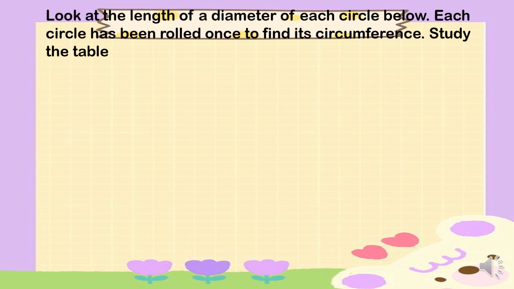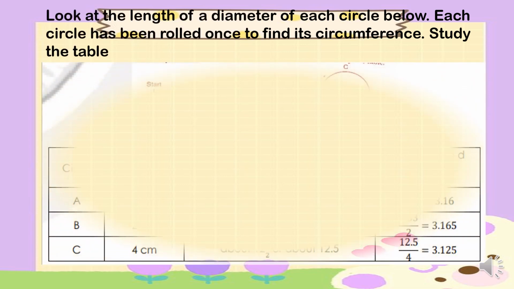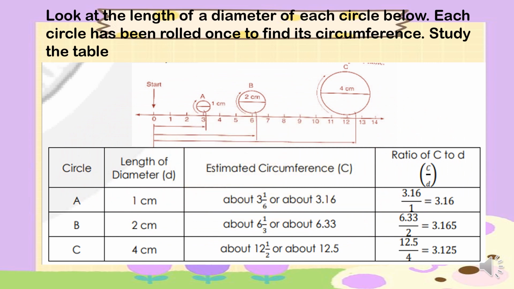Look at the length of the diameter of each circle below. Each circle has been rolled once to find its circumference. Study the table. So we have circle A. The length of the diameter is 1 centimeter, and the estimated circumference is 3 1/6 or about 3.16. While the ratio, we have 3.16 over 1 equals 3.16.